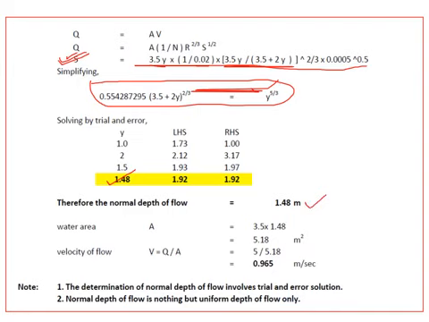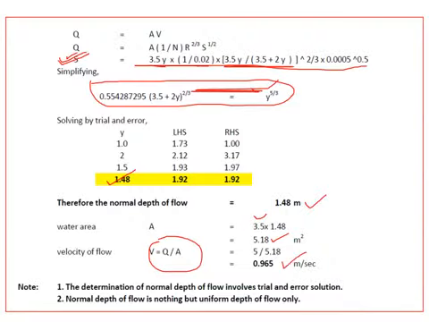Now you know the area, because the width is known and the depth of flow is known, hence the area can be calculated. Therefore the velocity of flow can be calculated, which is Q by A. So that is 5 divided by 5.18, which gives 0.965 meter per second.